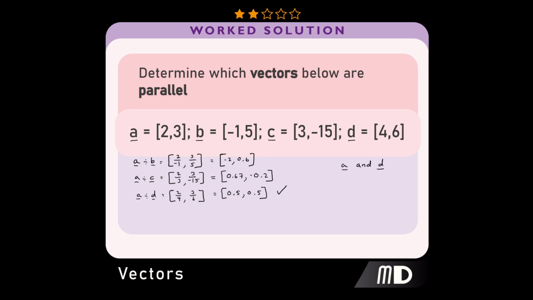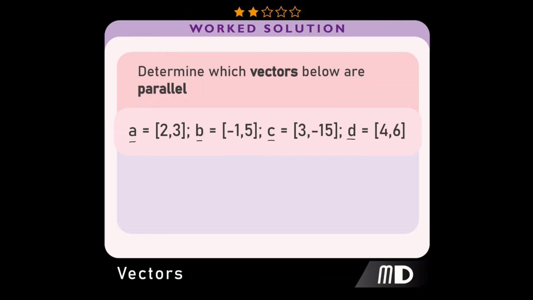Let's test the other vectors the same way and see whether they are parallel. C divided by B is equal to 3 divided by -1 and -15 divided by 3, which is equal to -3, -3. And because these ratios are equal, these vectors are also parallel. So vectors B and C are parallel.